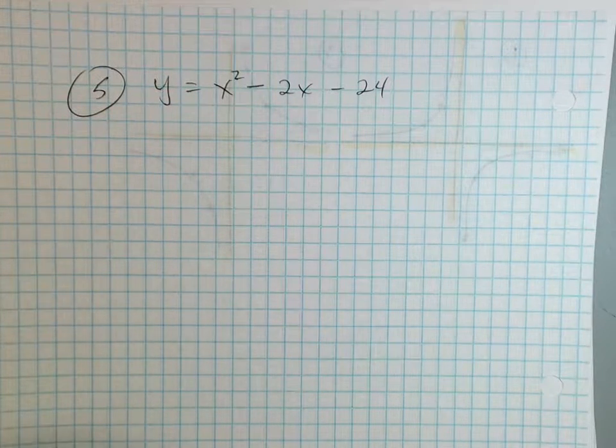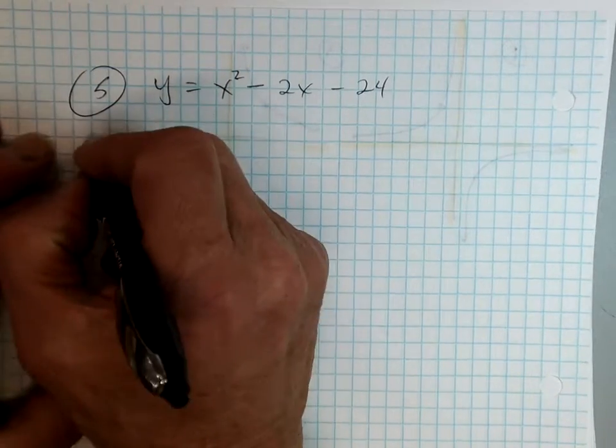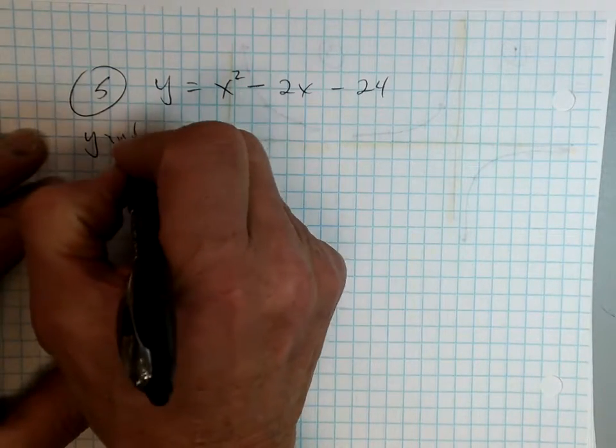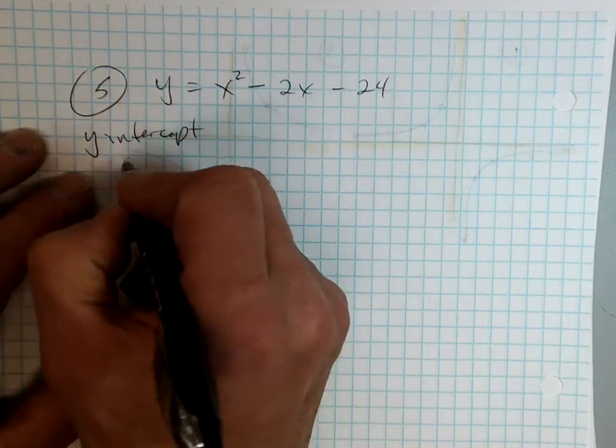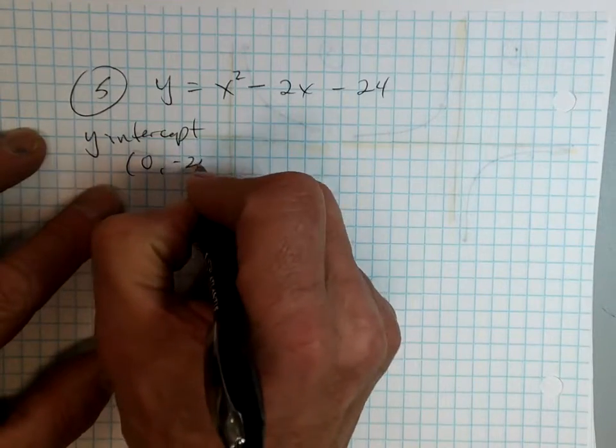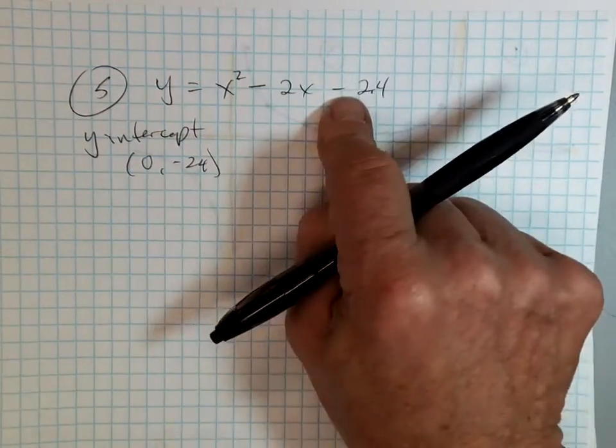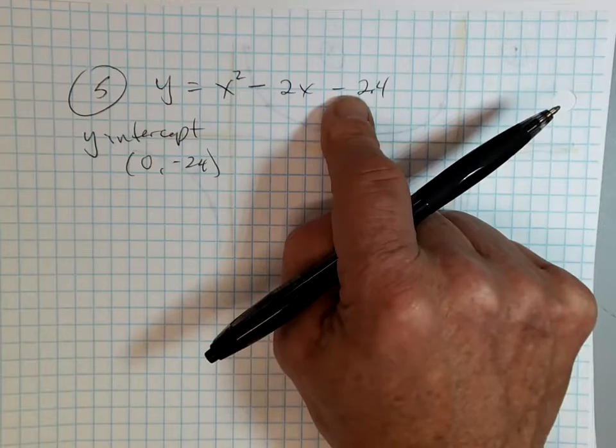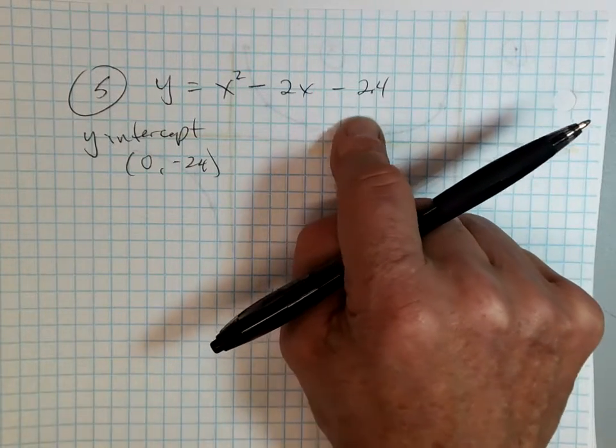Okay, the y-intercept. What's the y-intercept? Negative 24. It is (0, negative 24). You guys agree? The y-intercept, we can graph that. That's a point, correct?